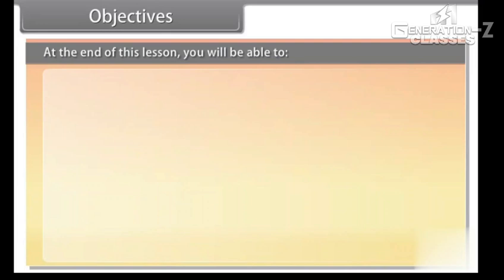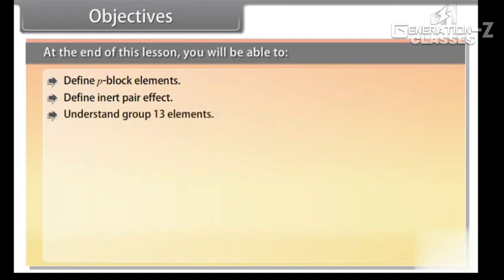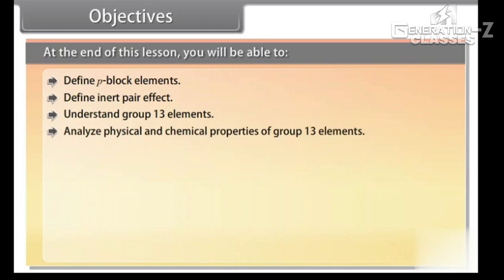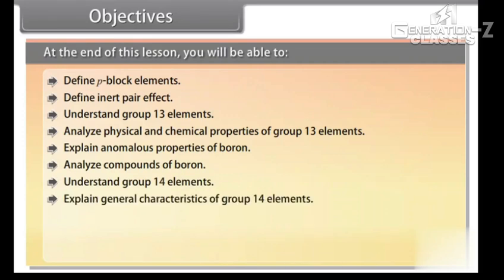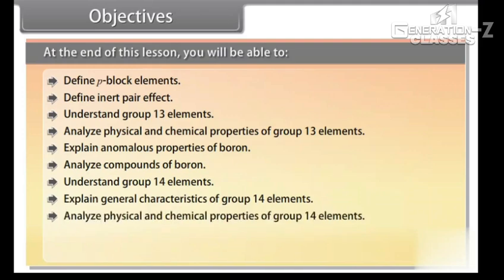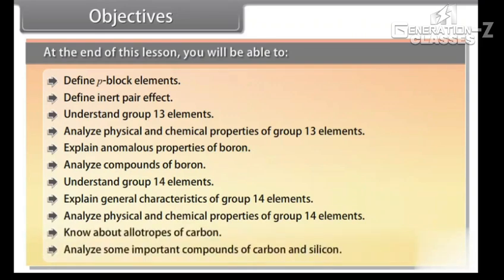Objectives. At the end of this lesson, you will be able to define p block elements, define inert pair effect, understand group 13 elements, analyze physical and chemical properties of group 13 elements, explain anomalous properties of boron, analyze compounds of boron, understand group 14 elements, explain general characteristics of group 14 elements, analyze physical and chemical properties of group 14 elements, know about allotropes of carbon, and analyze some important compounds of carbon and silicon.